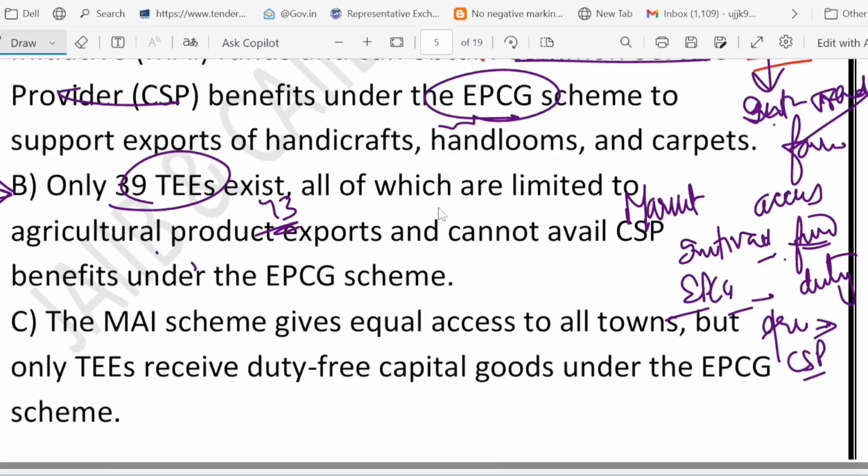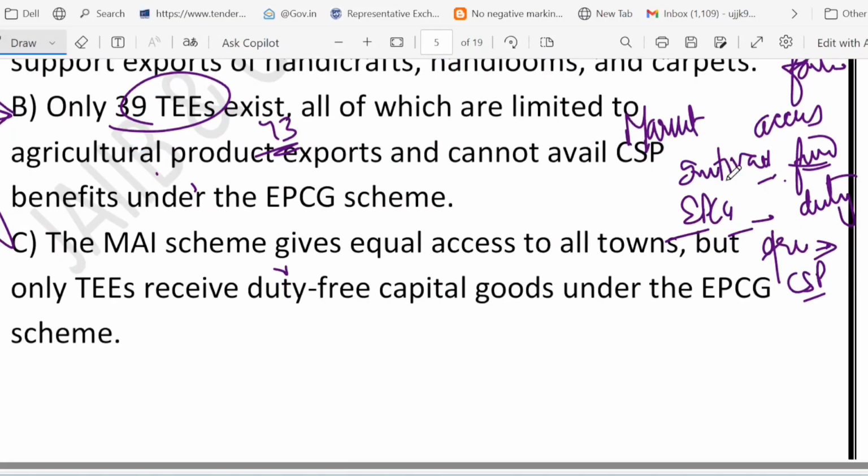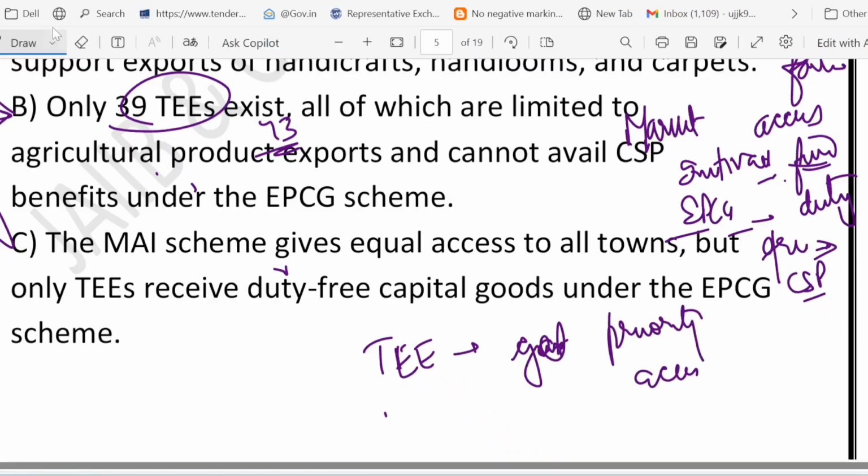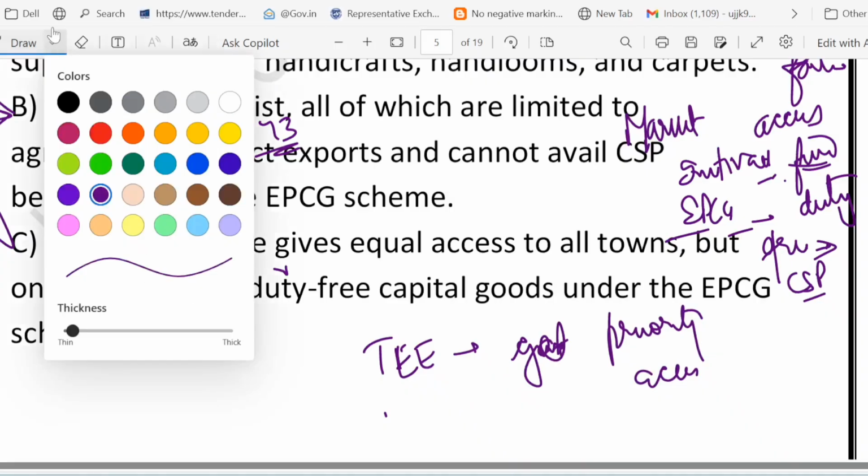What about option C? Option C says that the MIA scheme gives equal access to all the towns. This is misleading. MIA does not give equal access to all. What is the full form of MIA? Just now I told you, Market Access Initiative Fund. TEE get priority access. Remember that TEE get priority access under the MIA, which is the Market Access Initiative Fund.